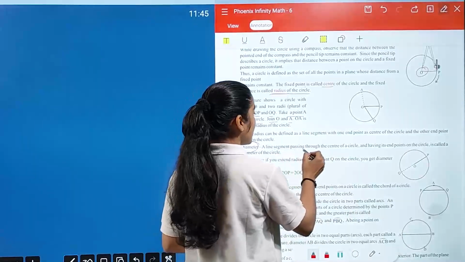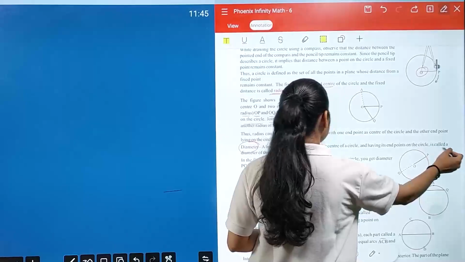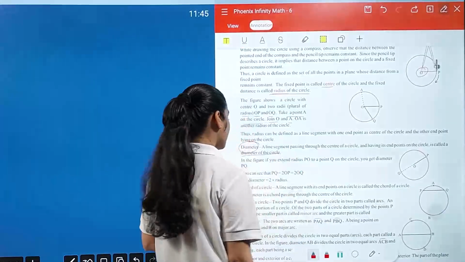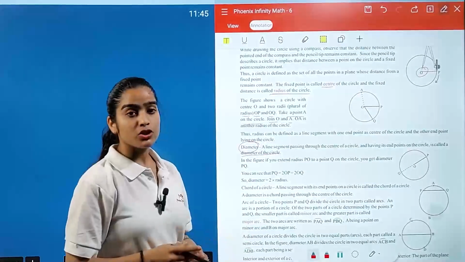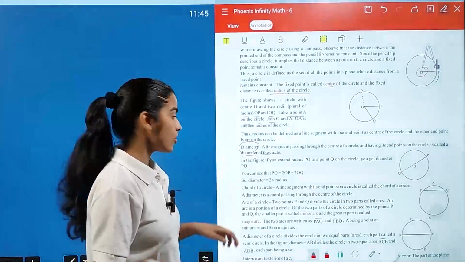A line segment passing through the center of a circle and having its end points on the circle is called a diameter of the circle. And what is the relationship between diameter and radius? Your diameter is equal to twice the radius.